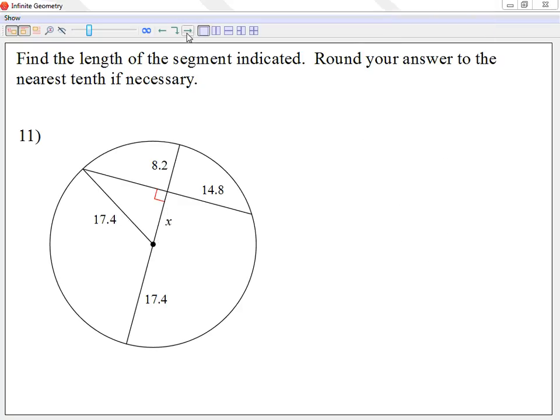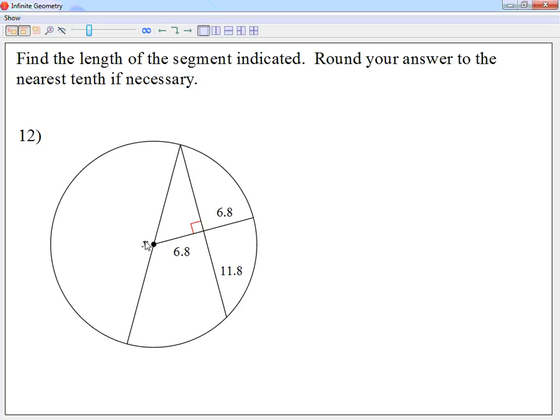Just on the notation for number 12, see how the x is on the center? I'm not asking you for just the radius. If I just wanted the radius, I would have put x right there. But I'm not asking for just the radius. I'm asking for the whole diameter. I know a radius from here to here, 6.8 plus 6.8, is 13.6. So this other radius is 13.6, and this one is 13.6.